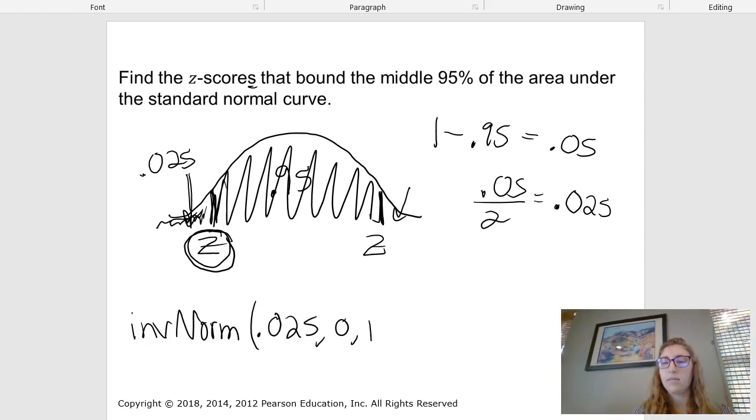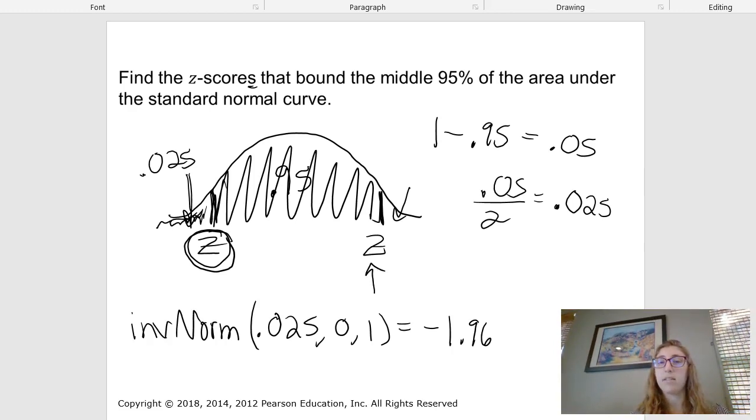So the area to the left of this z-score is going to be 0.025, and again 0, 1. So here we should get negative 1.96. All right, so what can you now tell me about this other z-score?